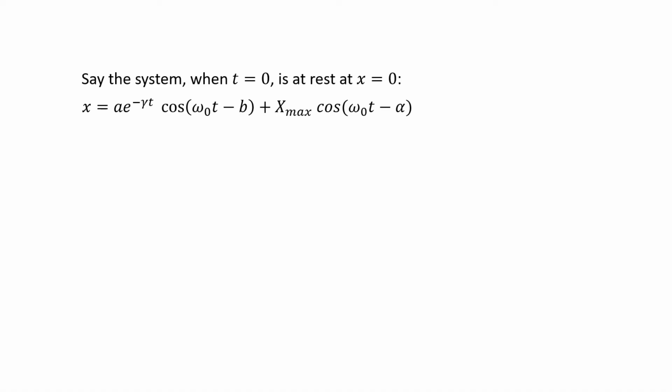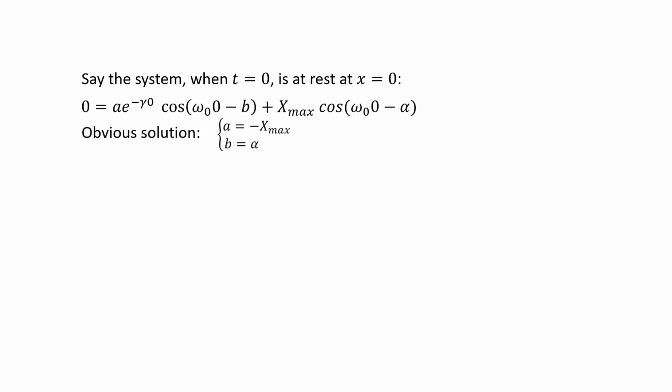Say the system when t equals 0 is at rest at x equals 0. So we make the t's equal 0 and the x equal 0 to get this equation. The solution of which is obviously A equal minus x sub max and B equal alpha. But at resonance, or at the natural frequency, the phase equals pi over 2, or 90 degrees. Remember this?